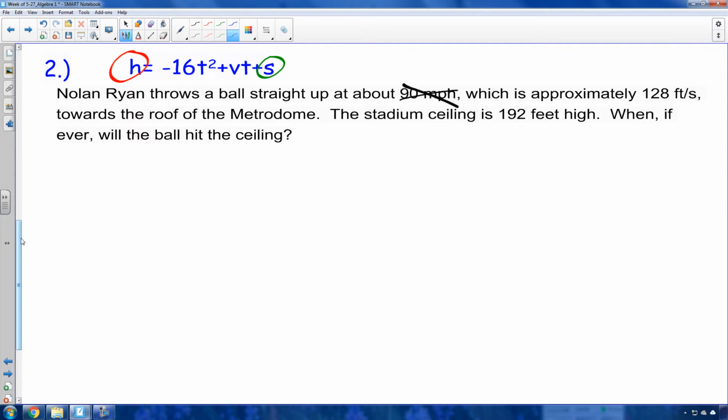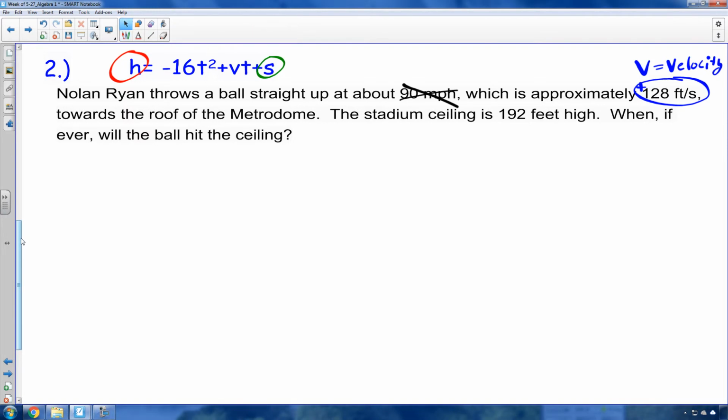Velocity, because it's how fast it's going, right? Velocity is how fast. So this is v, which is velocity. Now, did he throw it up or down? Up. So I'm going to say that it's positive 128. I'm going to put a plus there. So I'm going to go ahead and think about that for a second, and now I'm going to keep going.